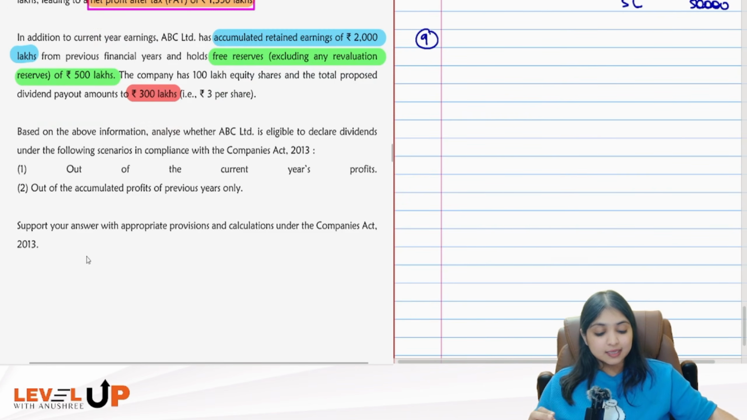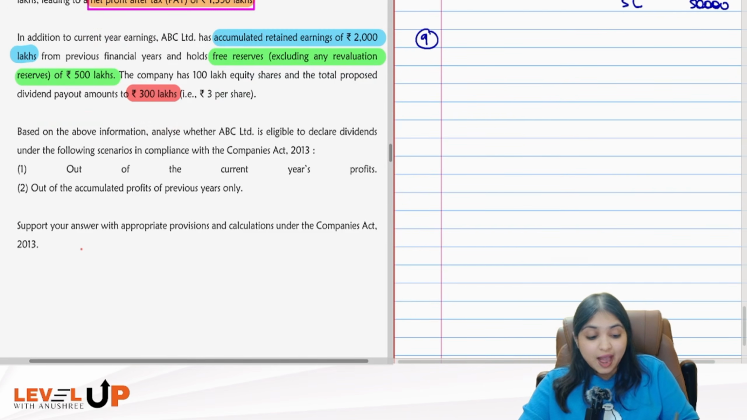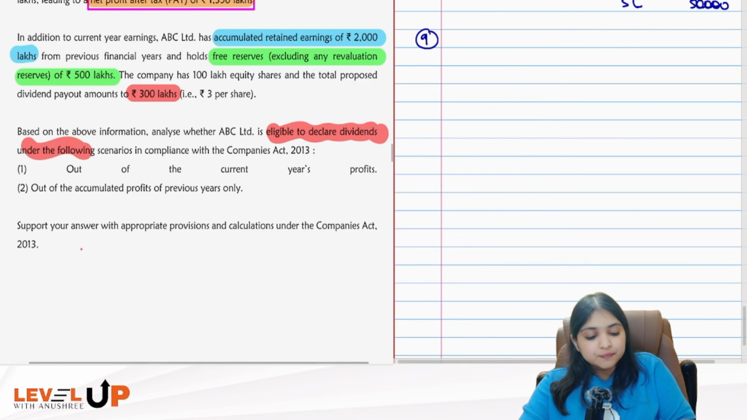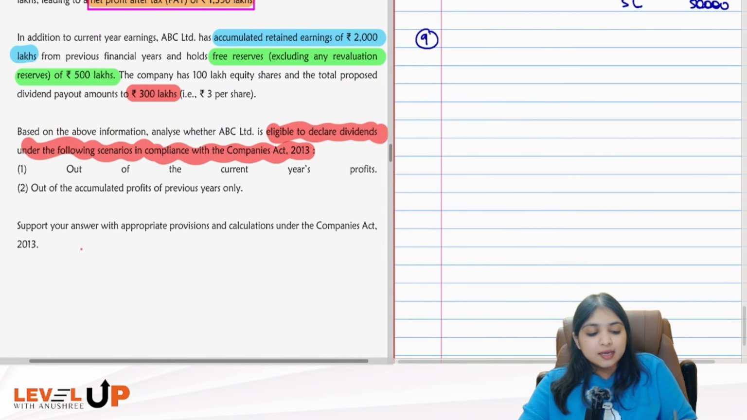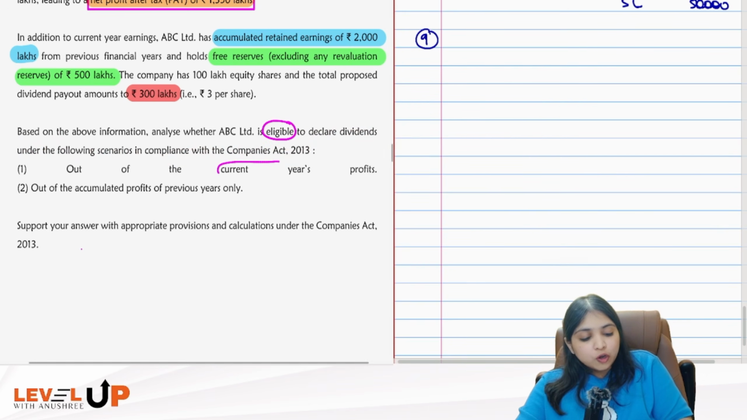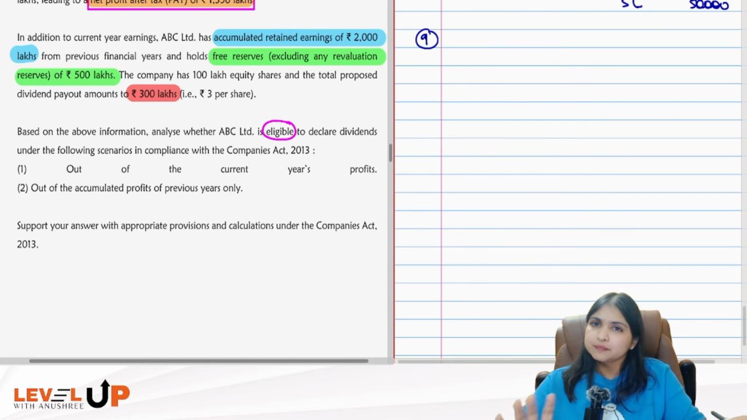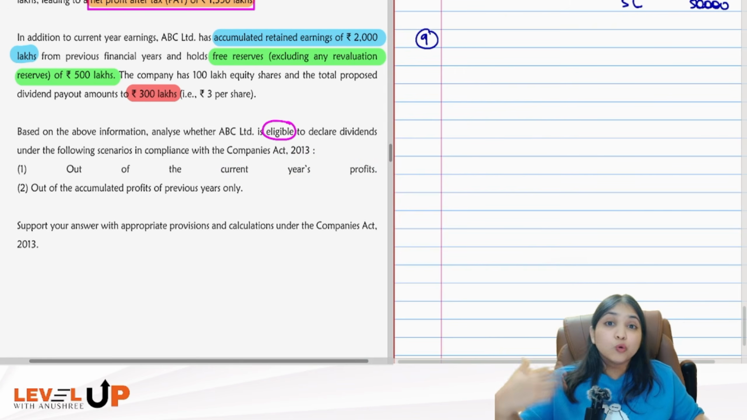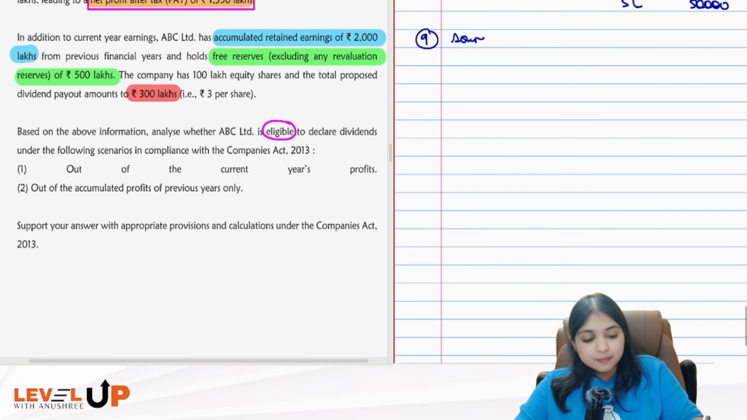Now what are they asking us? Based on the above information, analyze whether ABC Limited is eligible to declare dividend under the following scenarios in compliance with Companies Act. So the question is, is the company eligible to declare dividend or not? Number one, out of current year profits. See, whenever the company is declaring dividend, the company will declare dividend out of what? What are the permissible sources?